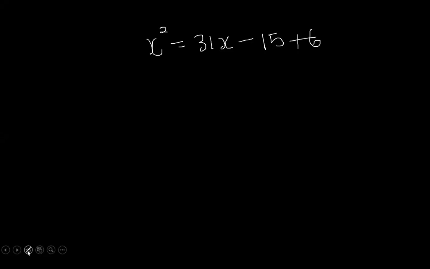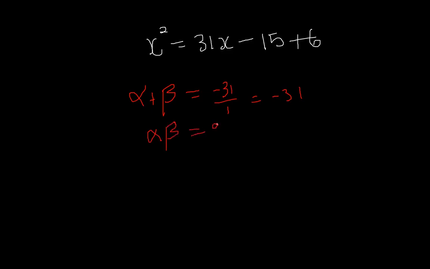Alpha plus beta is equal to negative 31/1, which is equal to negative 31. And alpha beta is equal to 9/1, which is equal to 9. Everybody agrees with this? Yes, miss. That's a yes? Yes. Fantastic. See, this is easy, right?